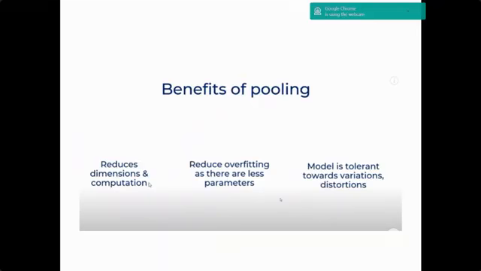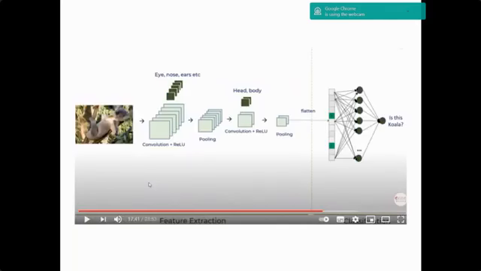And then the model is tolerant towards variation and distortions. If there is a variation, it is still able to identify. If there is a distortion, it is still able to identify. So these are a few of the benefits of pooling. So these are the processes we can have, and then here there may be.